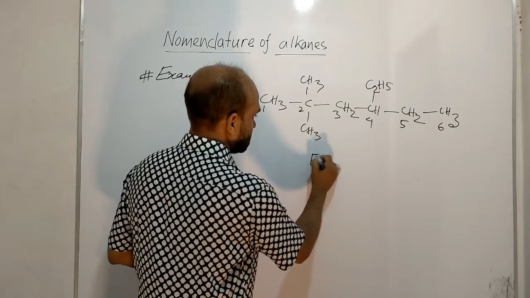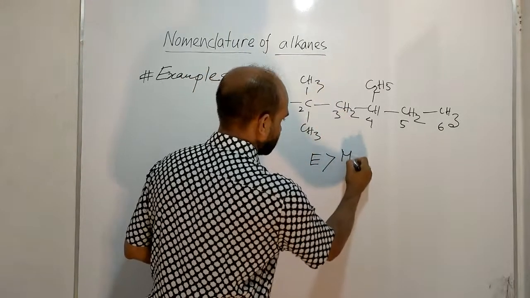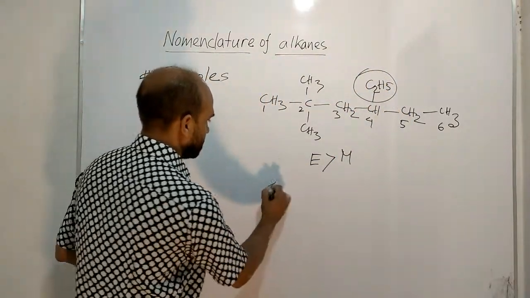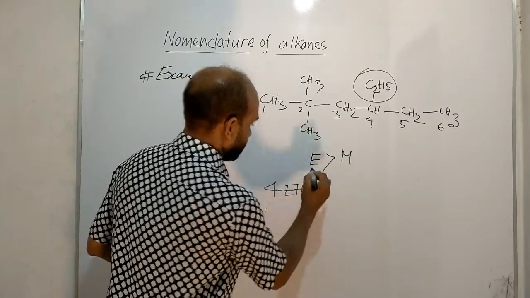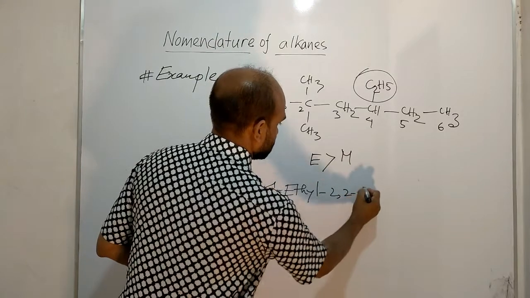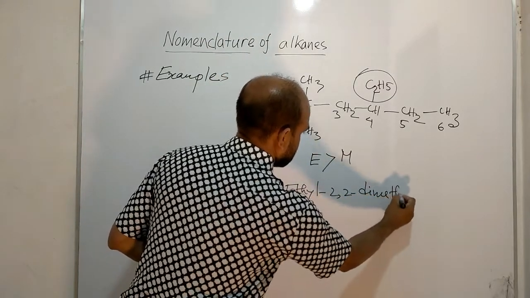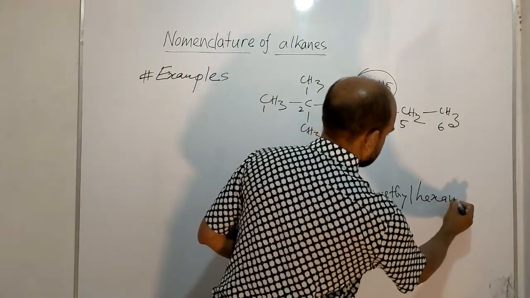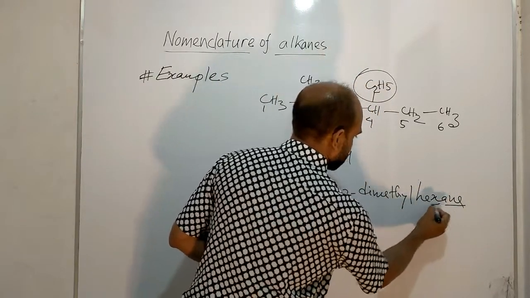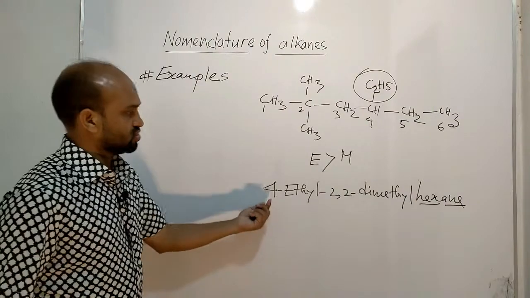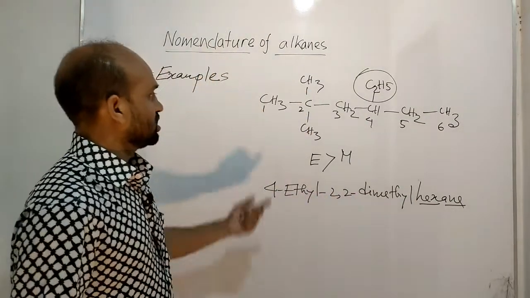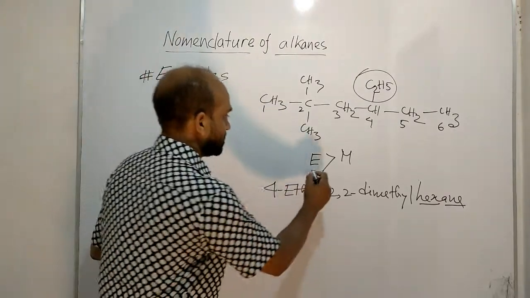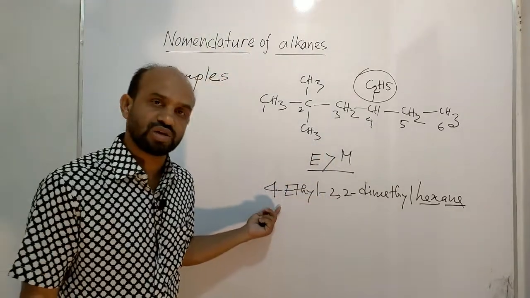Since E is prior to M, that is methyl, it is written first. So 4-ethyl, 2,2-dimethyl, 6 carbon atoms, hexane. This is suffix, this is word root, this is prefix. So 4-ethyl-2,2-dimethylhexane. It will not be 2,2-dimethyl-4-ethylhexane because E is prior to M. So this is the accurate name of this compound.